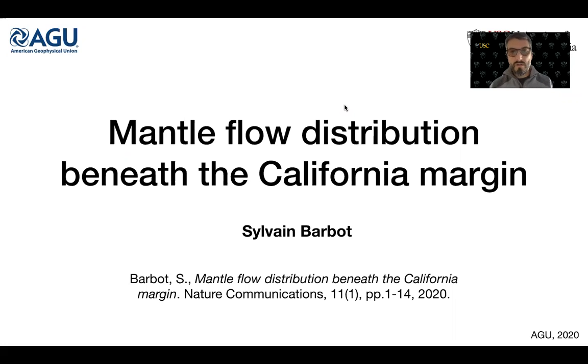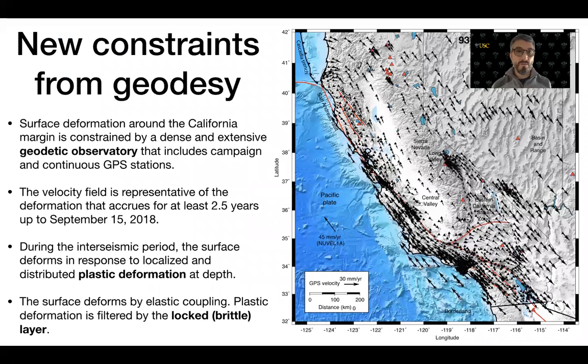Much of previous work on mantle flow distribution has exploited seismological data, such as seismic tomography or shear wave splitting. In this work, we are going to examine new constraints from geodesy.